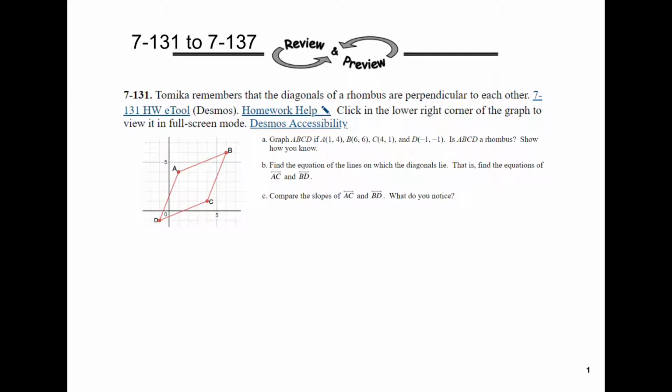This is Ms. Edwards, and today we're going to do review and preview problems 7-131 to 7-137 in the CCG book. 7-131 says, Tamika remembers that the diagonals of a rhombus are perpendicular to each other.